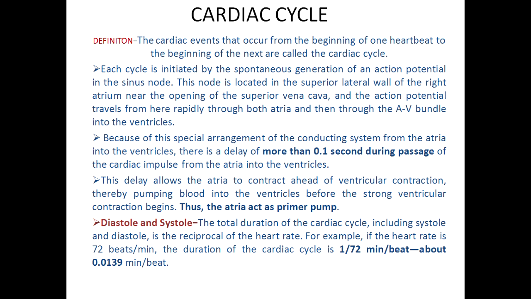From the AV node it is transmitted to both ventricles. From here the cardiac cycle begins. Because of the special arrangement of the conducting system from atria into ventricles, there is a delay of more than 0.1 second during the passage of the cardiac impulse from atria into the ventricles. So why is this special arrangement of the conduction system present?